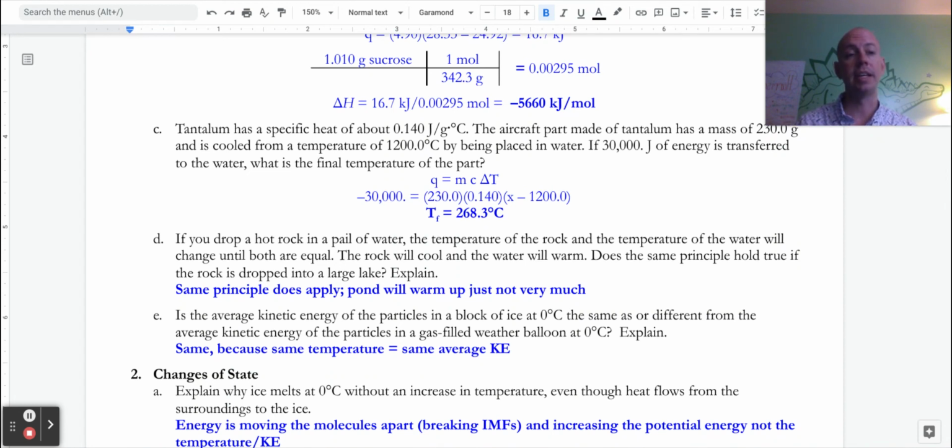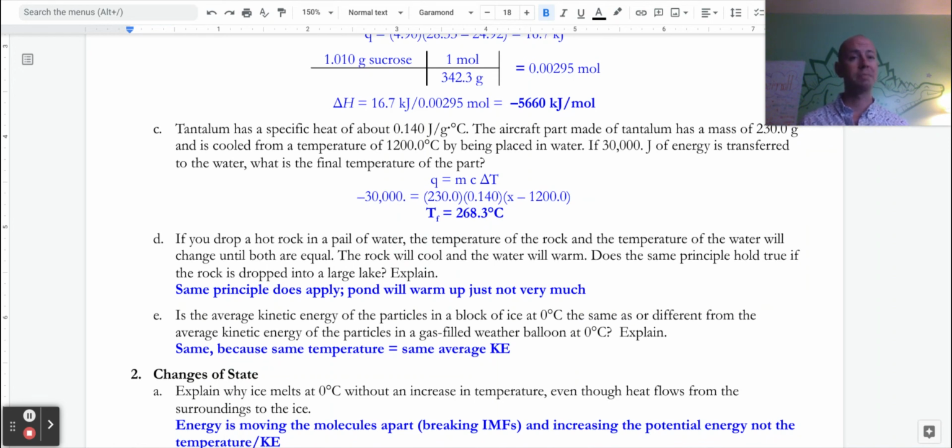And then the last thing here does apply to our definition of thermal equilibrium, of average kinetic energy, and of temperature. If we have a block of ice and we have a gas-filled balloon, both at 0 degrees, they both have the same average kinetic energy of the particles. That doesn't mean that they're moving at exactly the same speed, because they might have different mass for their particles, but the same average kinetic energy means the same temperature. So if I put my balloon near the ice, there would be no transfer of heat back and forth. That makes sense in that scenario.